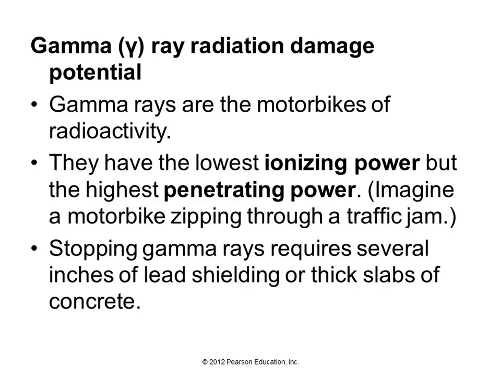So gamma rays are like the motorcycles of radioactivity. They can go straight through that traffic jam. Okay, they just weave their way through because they're really, really small. But they also have the lowest ionizing power. So stopping gamma rays is pretty difficult. It requires several inches of lead shielding, not just any metal, it needs to be lead shielding, or thick slabs of concrete. A regular brick wall, they just go through, no problem at all. That's gamma radiation.